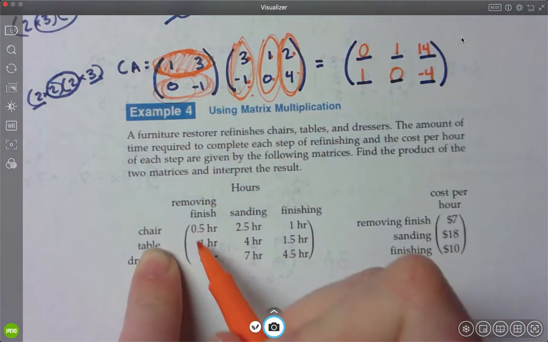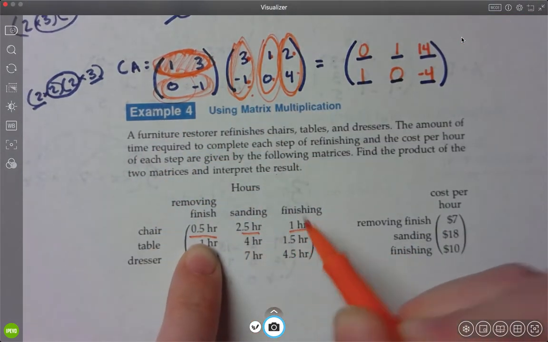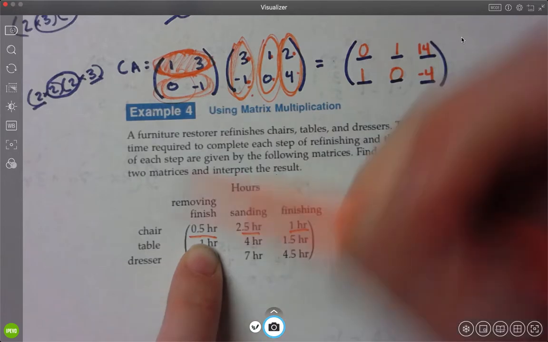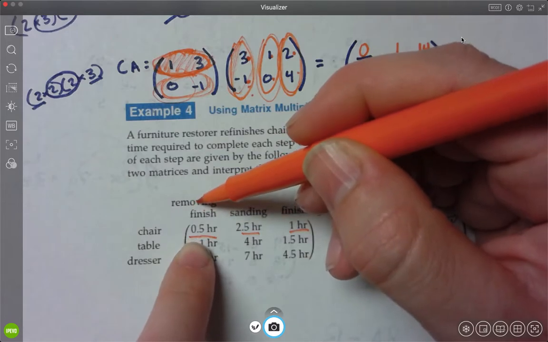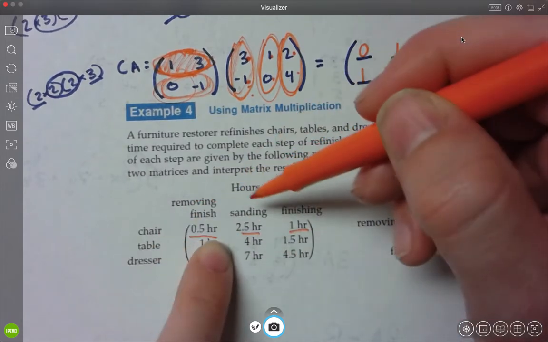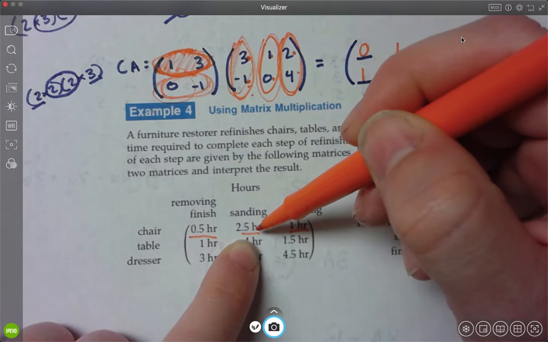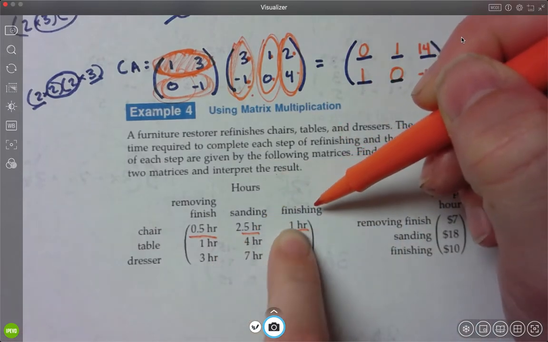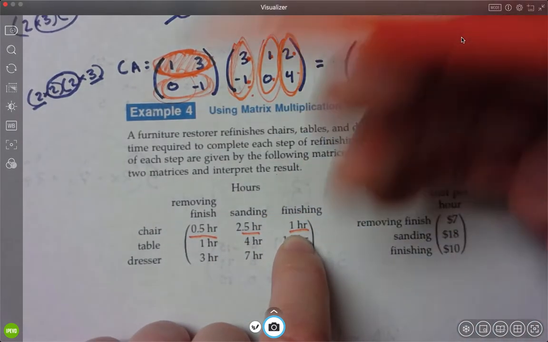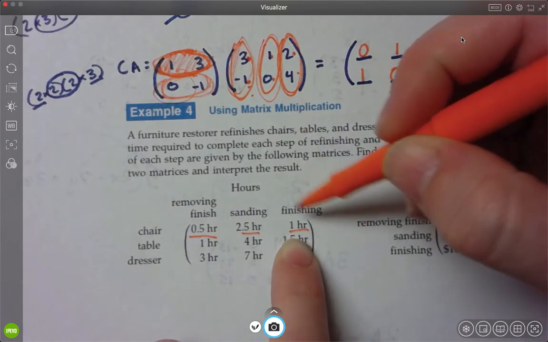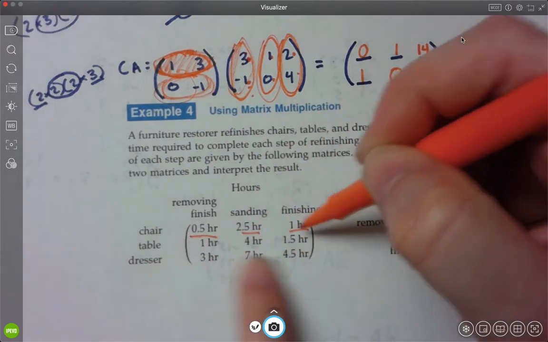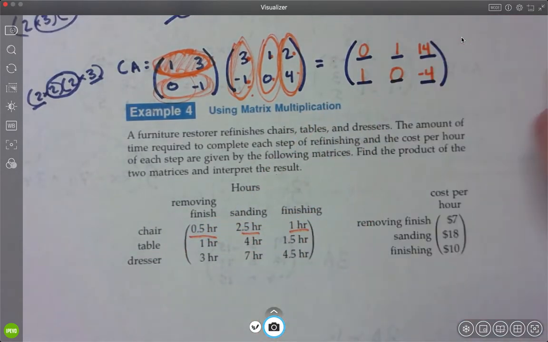Chair, this is all the work that's put into doing the chair, all the way straight across here. And the work is categorized into 3 categories. To remove the finish, it takes a half hour for the chair. To sand it, it takes 2.5 hours. And then to finish it again, so probably putting the varnish and all that good stuff on again, takes another hour. So that's for the chair, and then the table is categorized like that as well. Dressers are categorized like that as well.